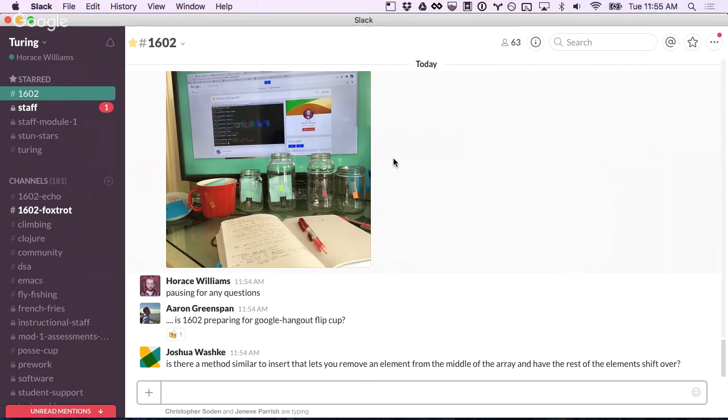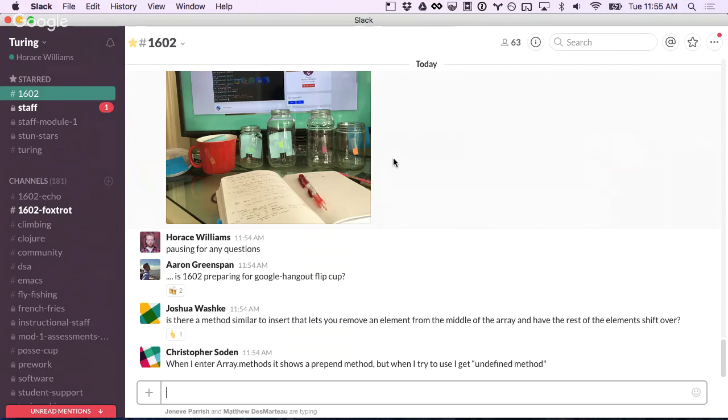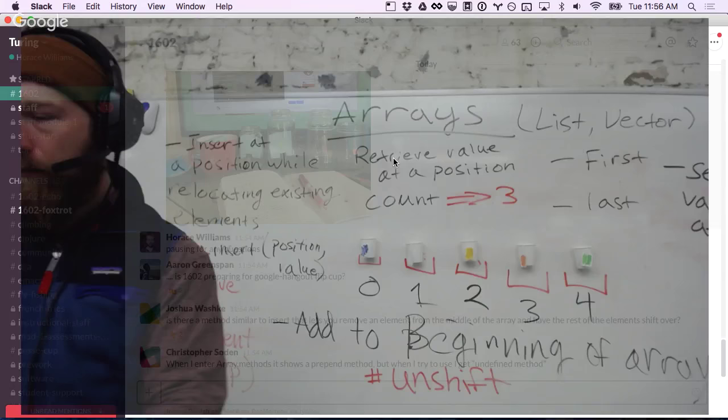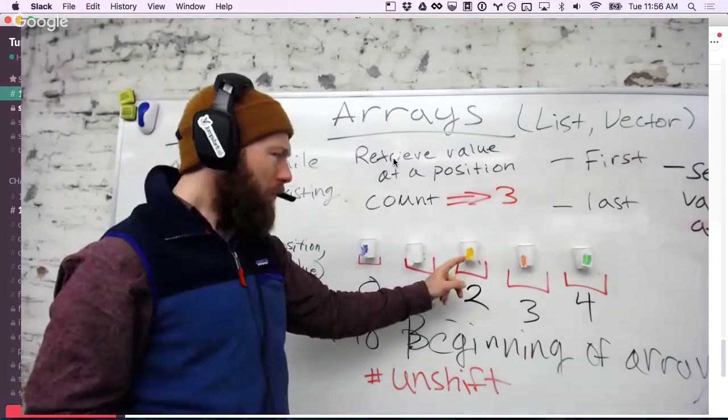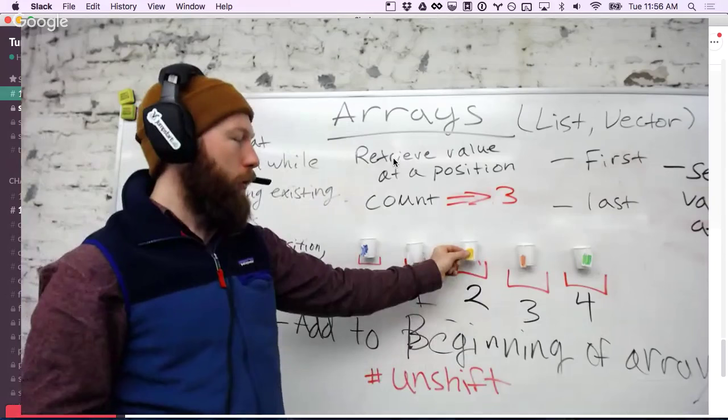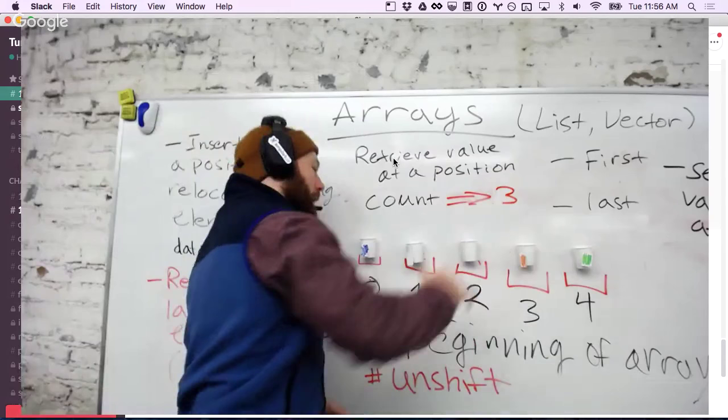Josh is asking an interesting question. Is there a method similar to insert that lets you remove an element from the middle of the array and have the rest shift over? So I want something kind of like how I popped the nil off the end. It removed that slot. I would say like pop two or remove two, and it would both give me back the bead that was at spot two and get rid of that spot and collapse these over.